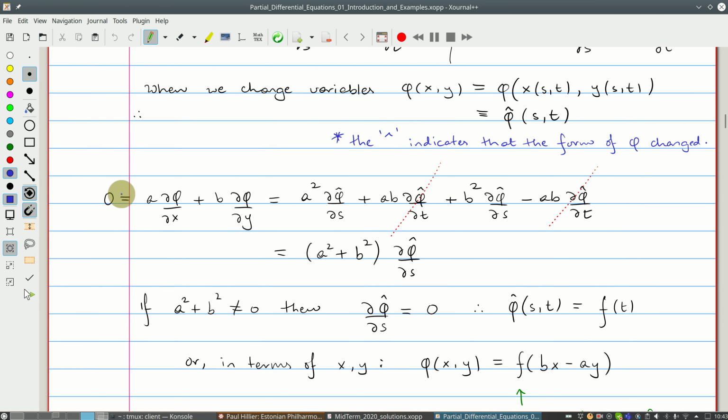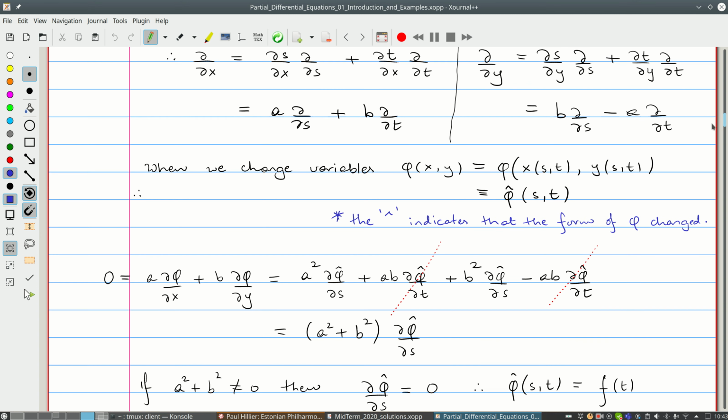So that we can start with our partial differential equation. So 0 is equal to a partial phi with respect to x plus b partial phi with respect to y. We put in these new expressions for the partial with respect to x and the partial with respect to y, and what we end up with is a squared partial of phi hat with respect to s, and then you have cross terms, and then you have b squared partial of phi hat with respect to s. This should be, yes, that's correct. And the cross terms, which involve the partial with respect to t, they cancel out.